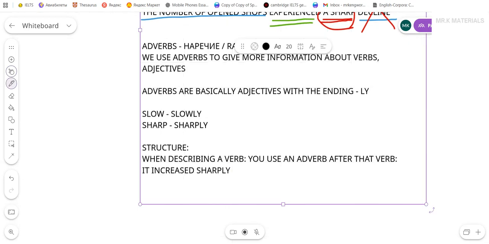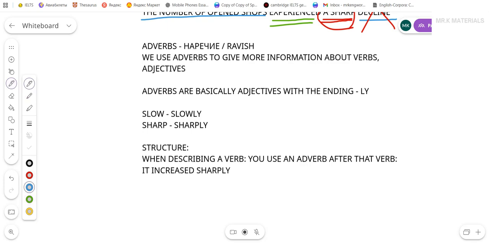Let's break it down. I have my noun, but right now it's not about the noun. Then I have my verb. Then I have my adverb. If this was an adjective, it would describe the noun. But fortunately, it's not an adjective, it is an adverb. Because it's an adverb, I'm describing the fact that it increased sharply.